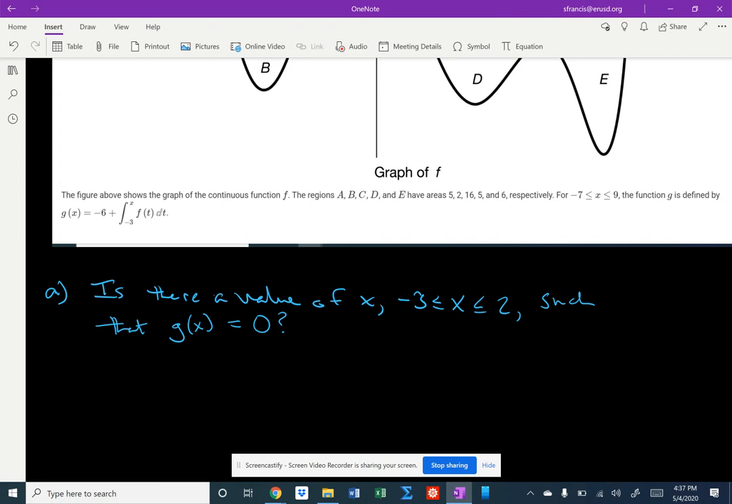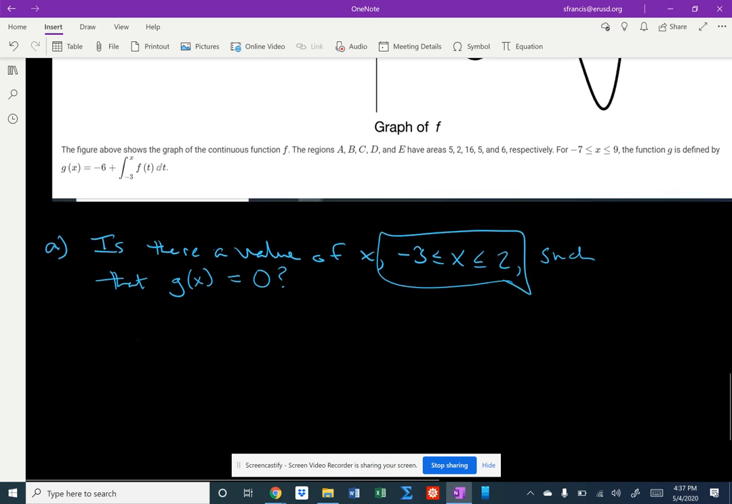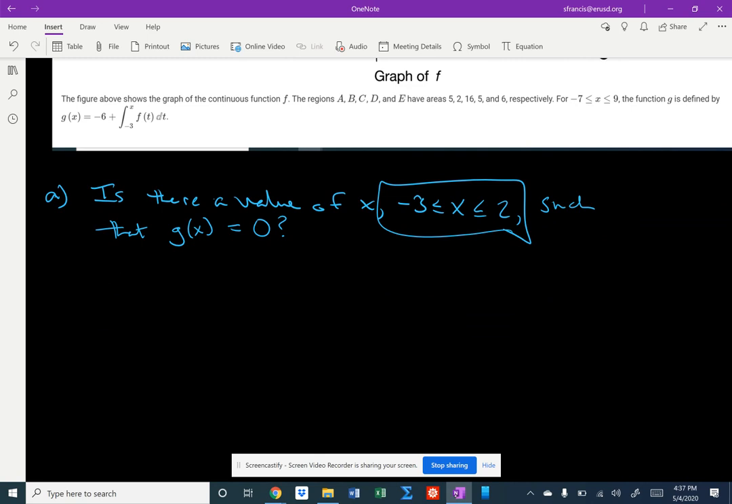So when they give you an interval also, start by checking what's happening at those endpoints to see if those values work before doing something else. Because oftentimes in the AP exam, that's how they set it up. So let's figure out what g of -3 is. I want to see if I can get a positive output for g and a negative output for g, and then I can run the IVT argument. So this is going to be -6 plus the definite integral from -3 to -3 of f of t dt. And since my upper and lower limits are the same, that integral has to be equal to 0. And -6 plus 0 is -6.